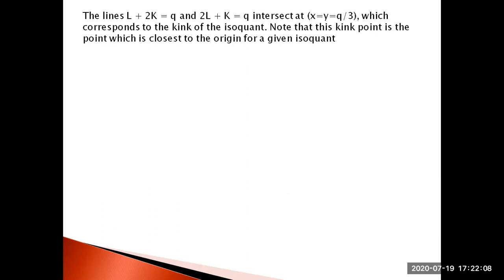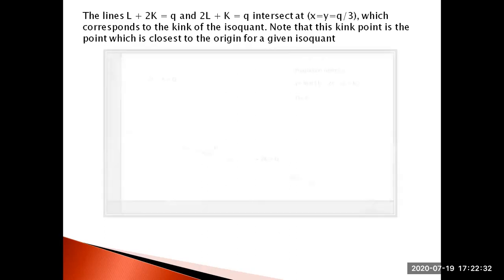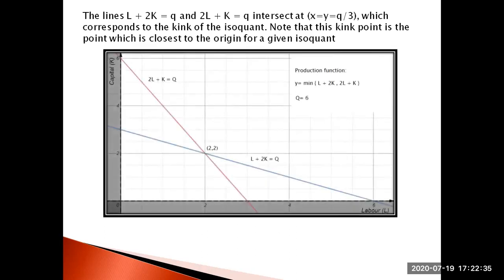So what I essentially do is, since the iso-quant shows the combination of factors that produce a certain amount of output, let me consider that certain amount of output to be small q. So I consider L plus 2K equal to q and 2L plus K equal to q, and I join these 2 line segments and I try to find out my relevant iso-quant. Now, if I find my iso-quant, I will see that these 2 lines L plus 2K equal to q and 2L plus K equal to q intersect at a point where x equal to q by 3 and y equal to q by 3.